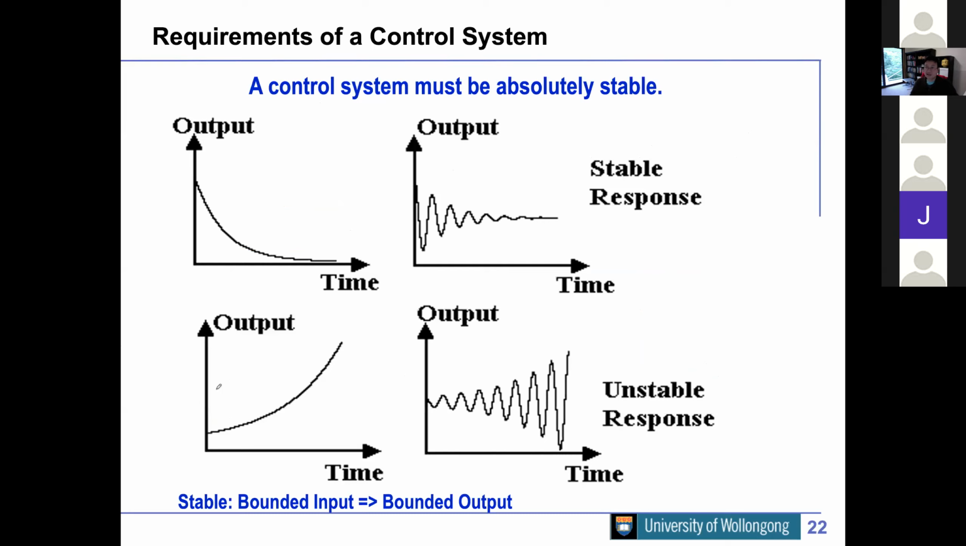For the control system, the most important thing when you design it is to make sure it is stable. Stability is always something you have to check when you design a controller, and make sure it is absolutely stable. So these are four different figures for system stability.